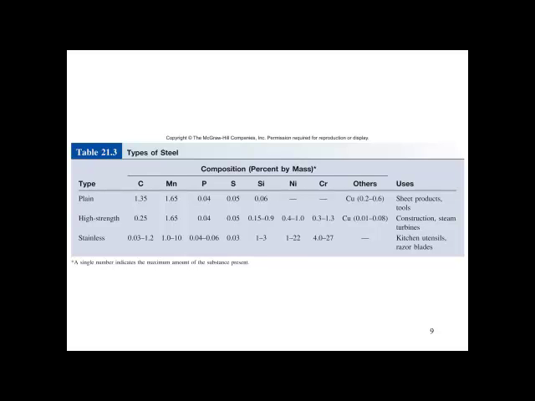Different types of steel involve reaction or alloying of iron with carbon, manganese, phosphorus, sulfur, silicon, nickel, chromium, and even copper. Different types of steels are made, high strength or stainless, depending upon what types of compounds are added.